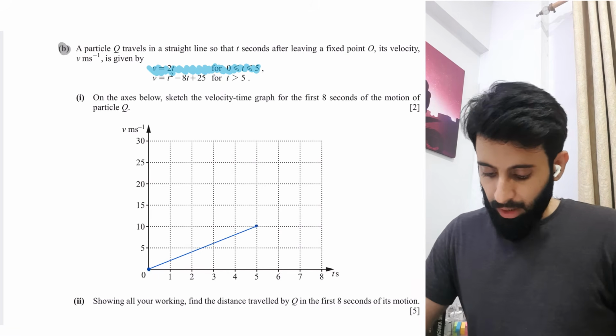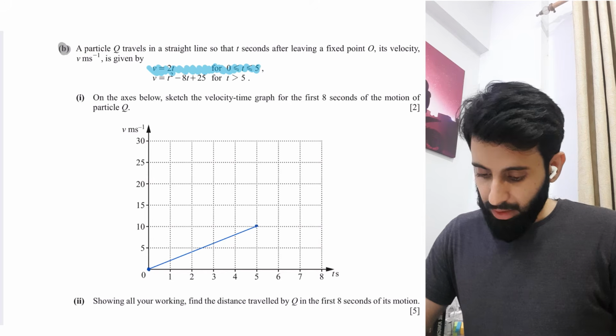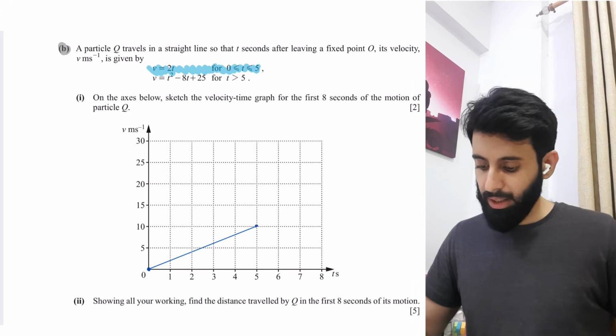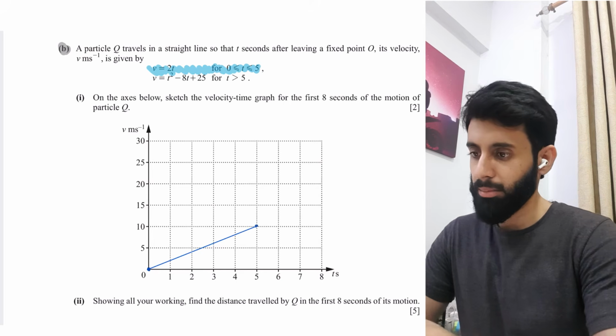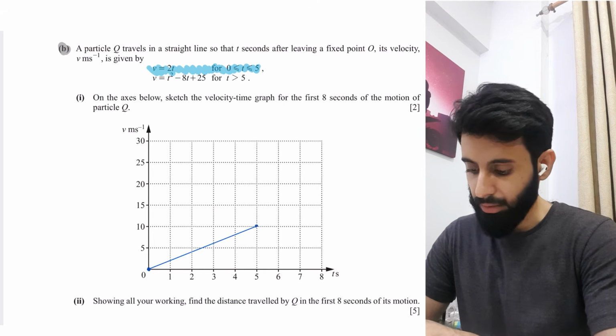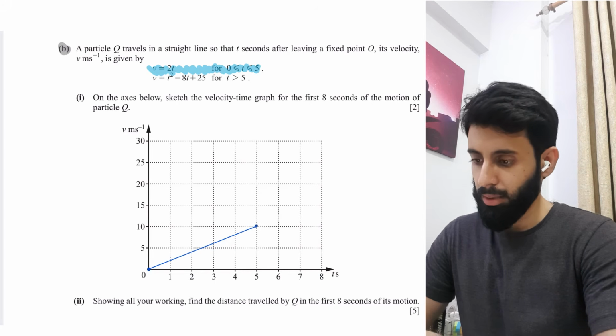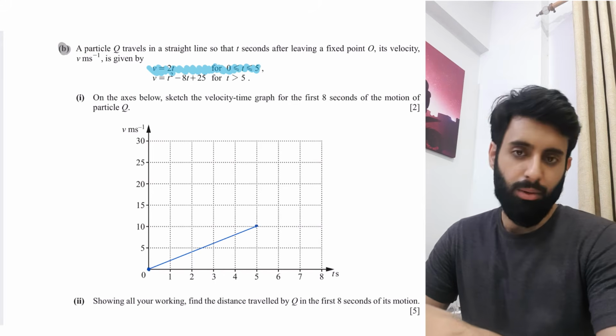Okay, now how exactly are we going to make this? Let's see, if I plug in 5 in this, although it should be equal to 10, just to be on the safe side, let's see what we have. So I am looking at 5 squared minus 8 times 5 plus 25. It is equal to 10, as I mentioned.